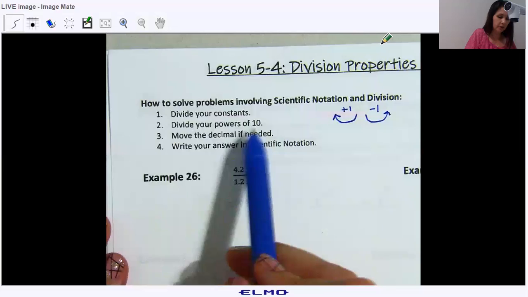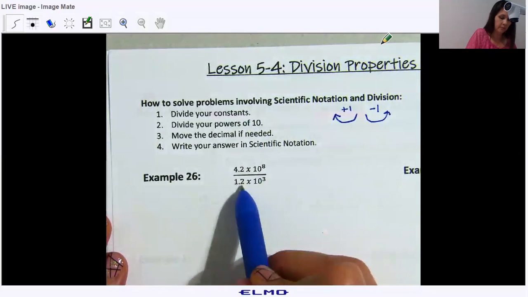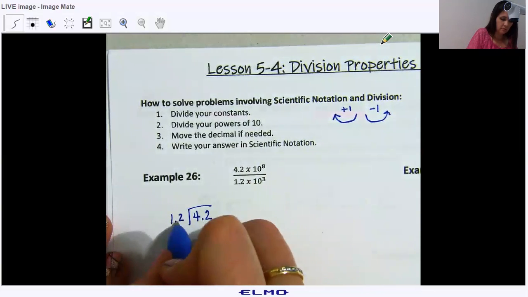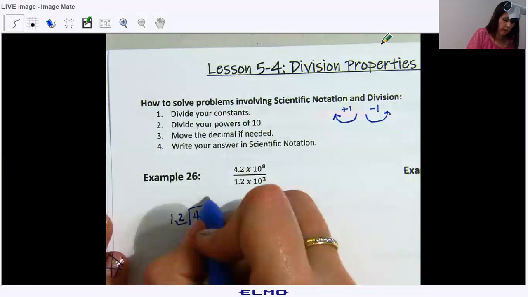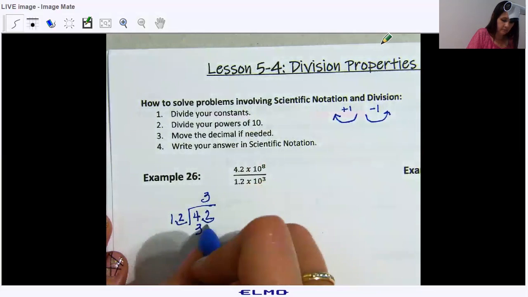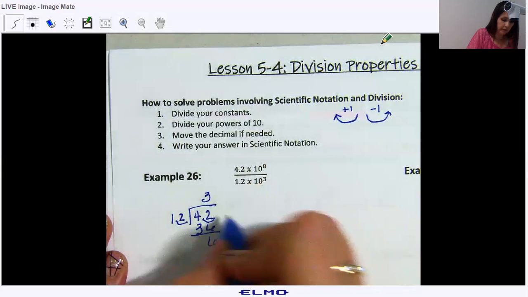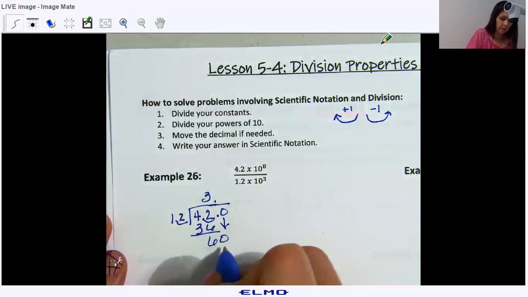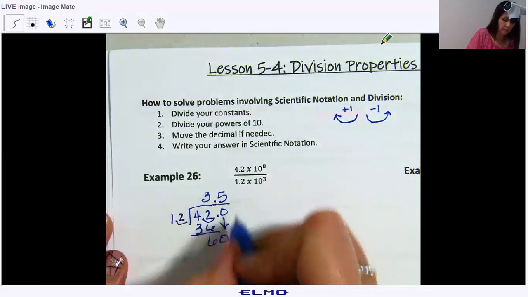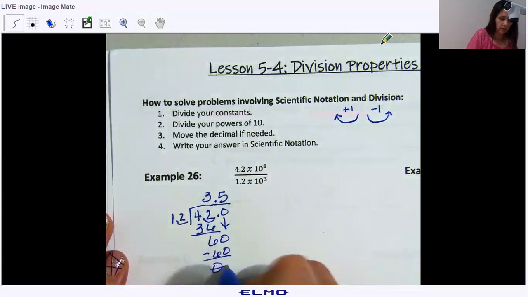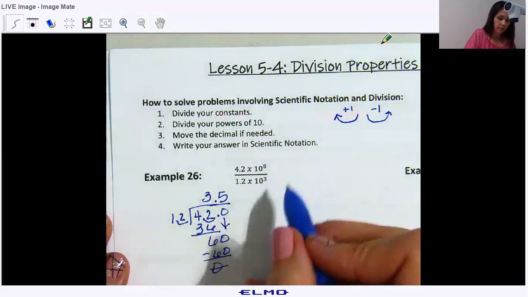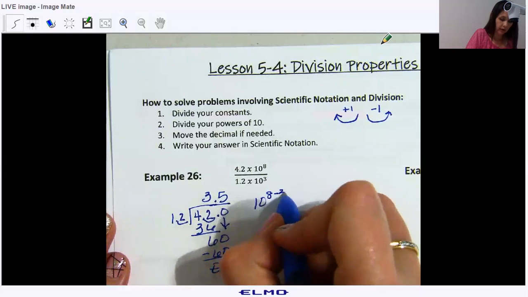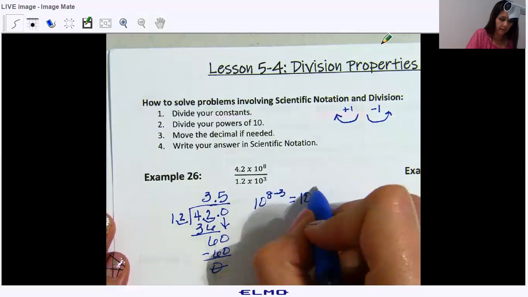Okay, so the first step, divide your constants. So I have to divide 4.2 divided by 1.2. So we have 3. We have 6, add a decimal and a 0, and bring that down. 12 goes into 6 five times. Okay, all right, so we end up with 3.5. And then 10 to the power of 8 minus 3 gives you 10 to the power of 5.